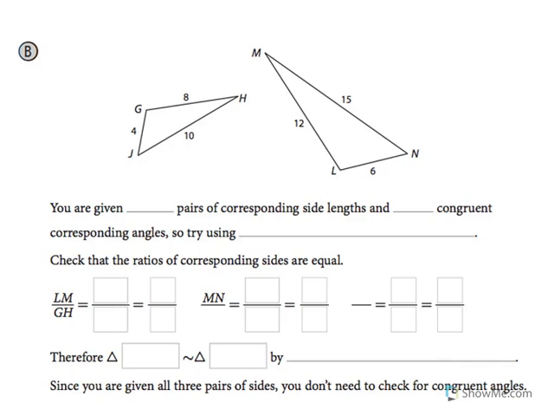Okay, and let's try these two. When you look at these two, we're given all three sides, but there's no marking on the angle. So we can answer this question: you are given three pairs of corresponding side lengths and no congruent corresponding angles. So then try to prove it by side-side-side. Check that the ratios of corresponding sides are equal.